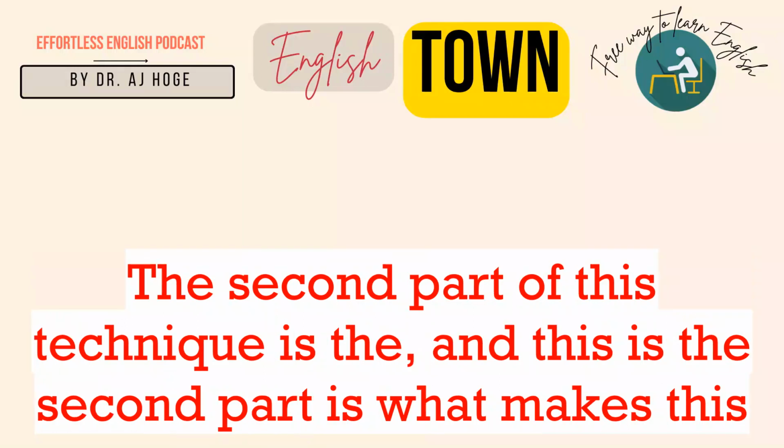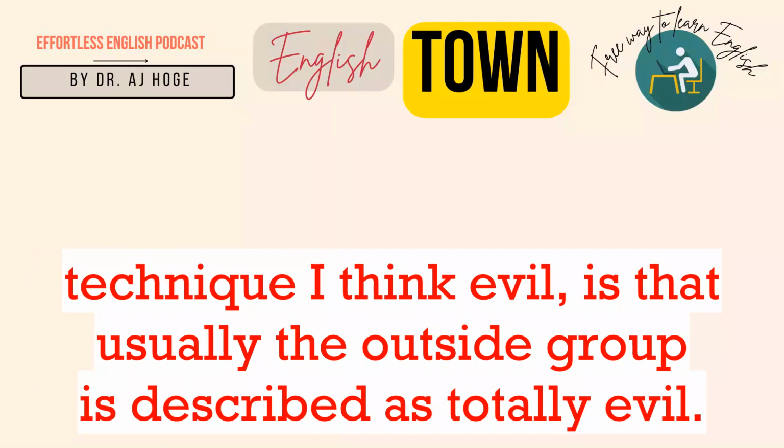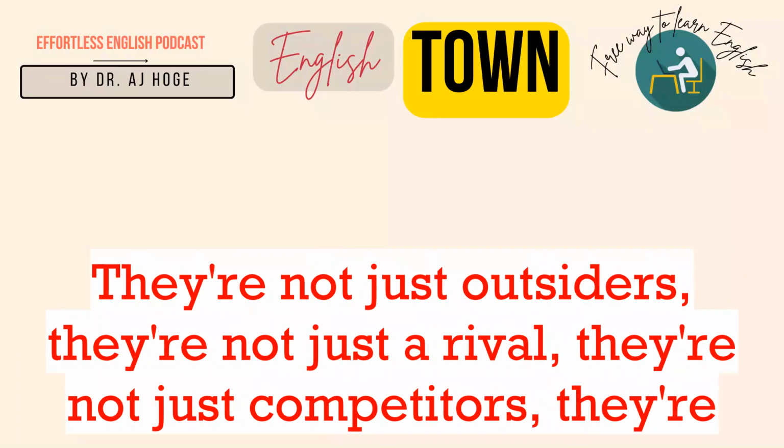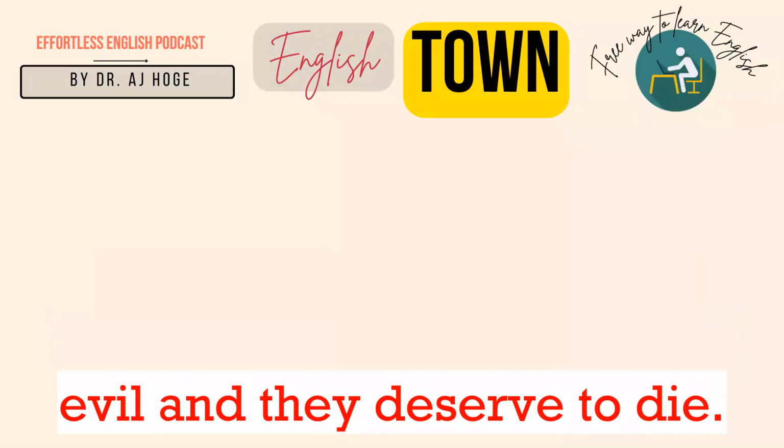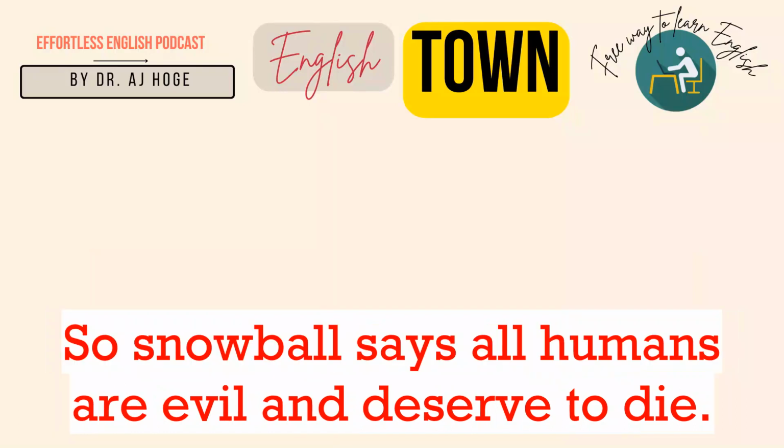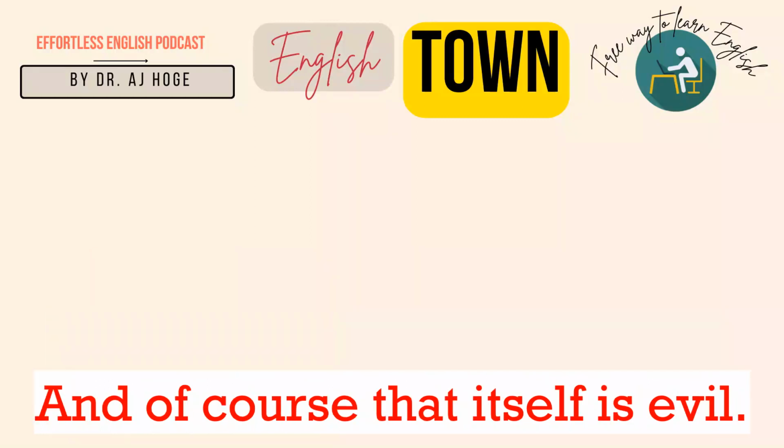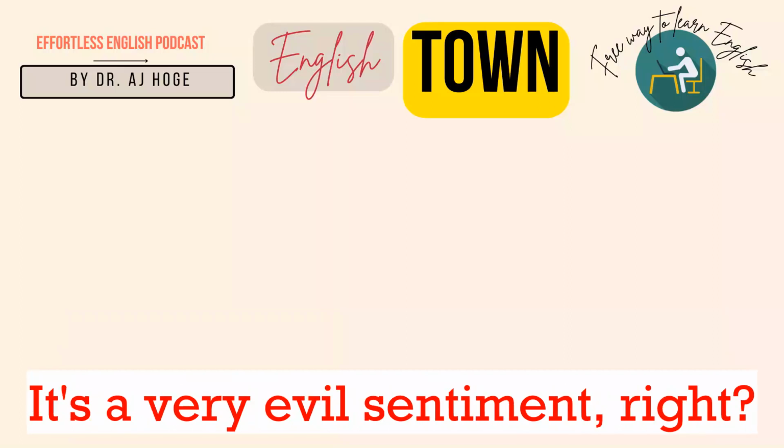The second part of this technique is what makes this technique, I think, evil, is that usually the outside group is described as totally evil, right? That they're not just outsiders, they're not just a rival, they're not just competitors, they're evil and they deserve to die, right? So Snowball says all humans are evil and deserve to die. And of course, that itself is evil. It's a very evil sentiment, right?